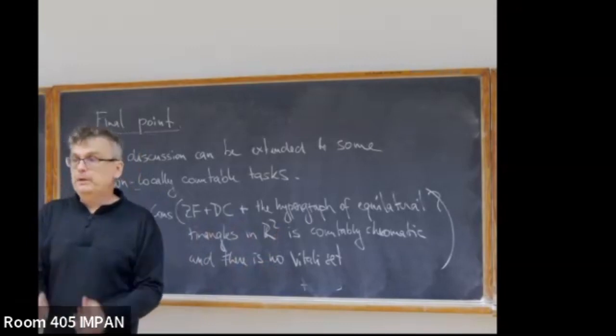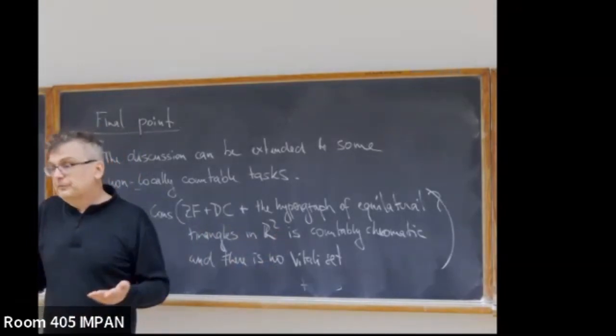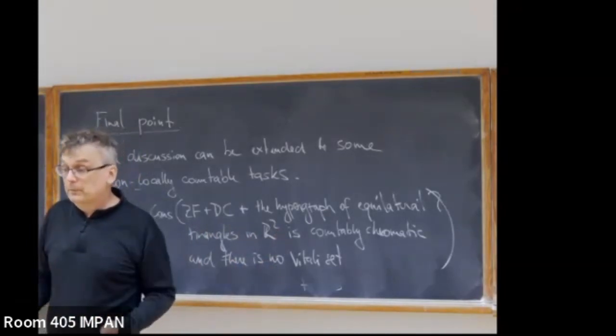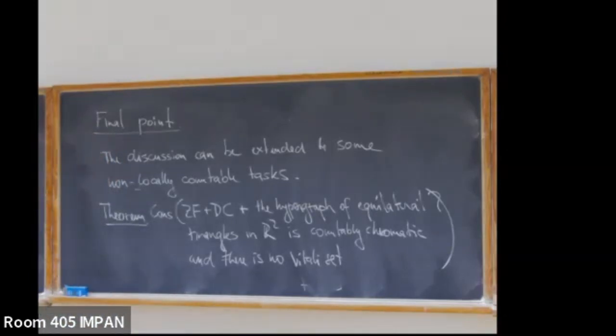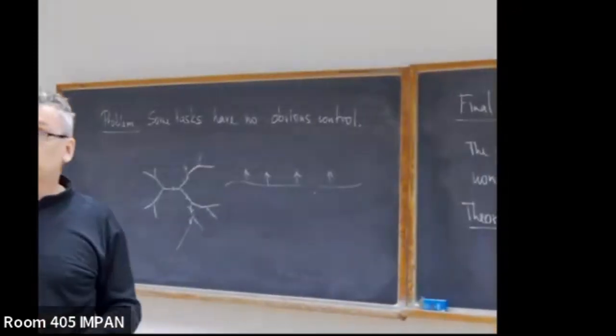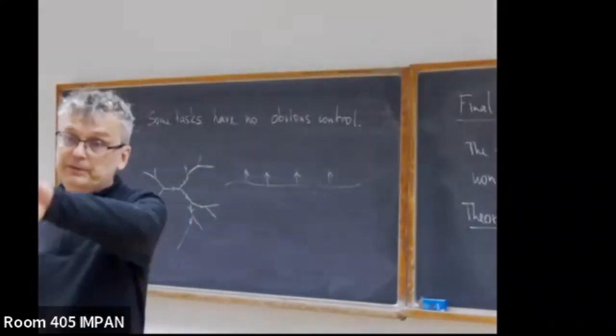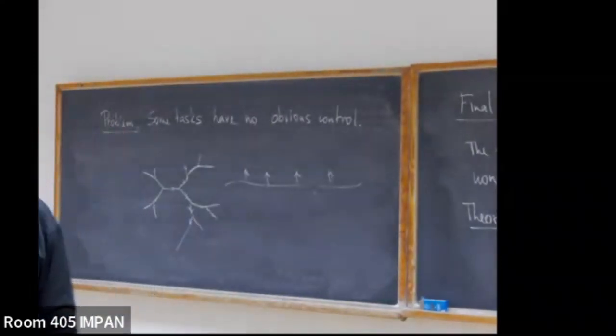Descriptive combinatorics is, as far as I can see, almost exclusively concerned with locally countable structures. But in fact, this whole thing is not just about locally countable structures; it can be connected with other stuff also.